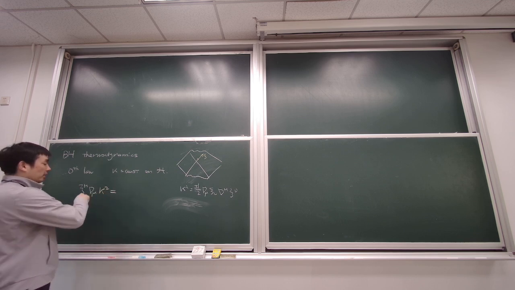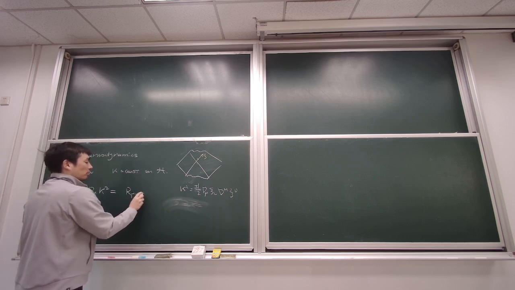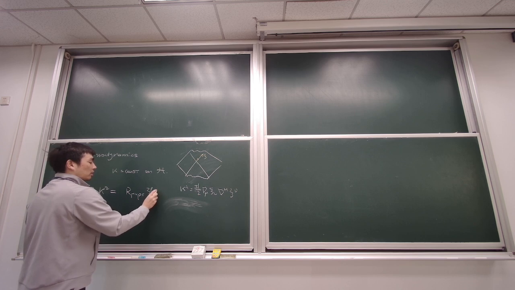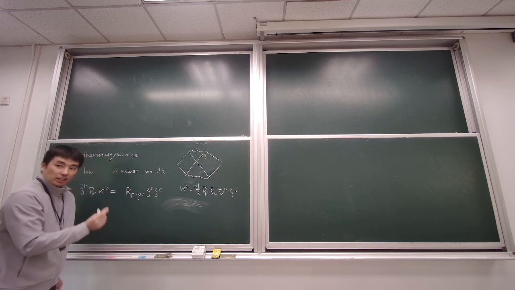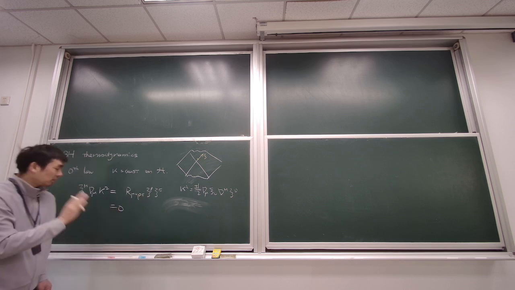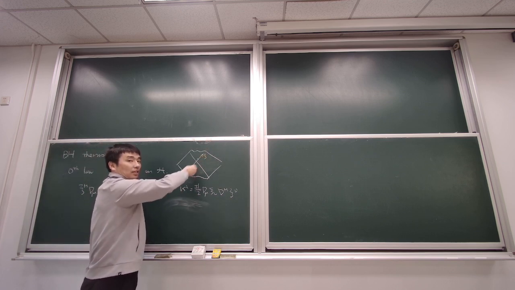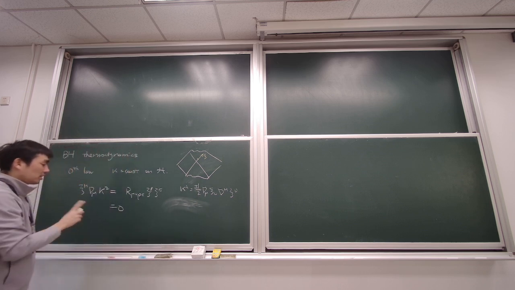And if you apply this into here, essentially what you get is R mu nu rho sigma and xi rho xi sigma and so on. And since it's anti-symmetric on that exchange, this becomes 0. So that's a proof. So therefore, along this horizon, this is equal to 0.